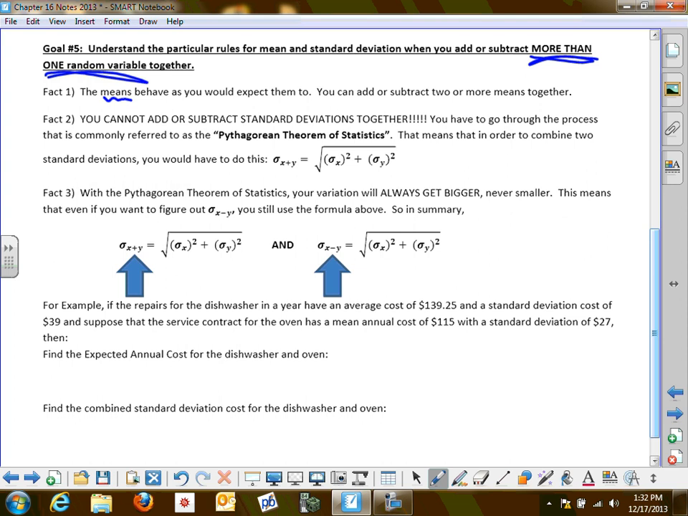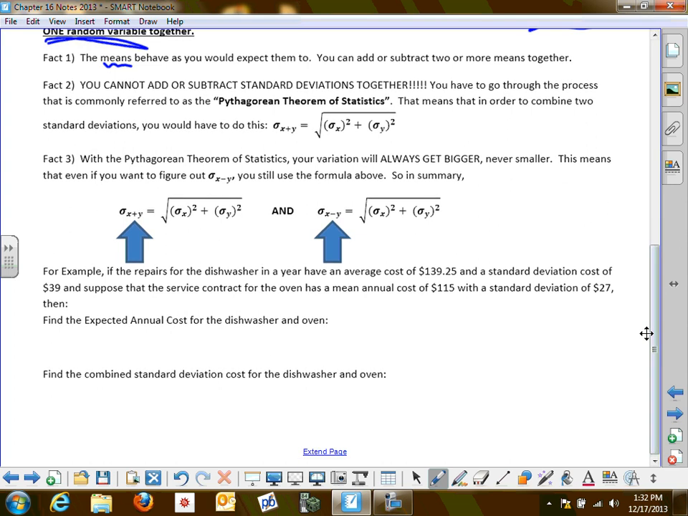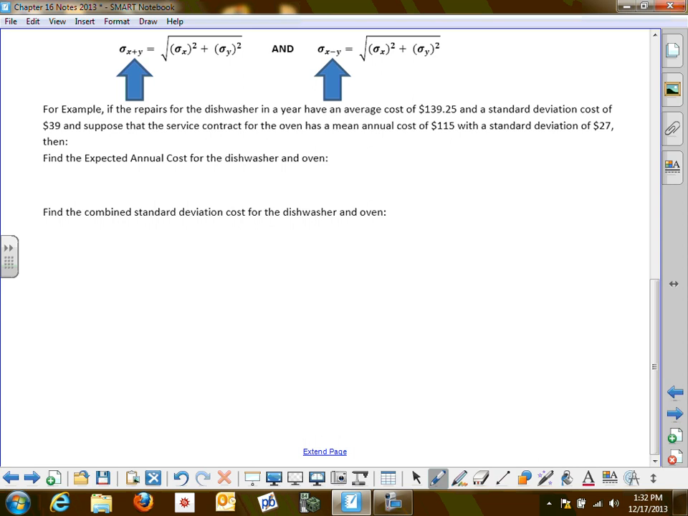If you are adding the costs of the dishwasher and the oven, boom, you just add their means together. Okay? And that would give you the mean of the total. So that's nice. The means do what you expect them to do. Let's go down to this for example and do that.